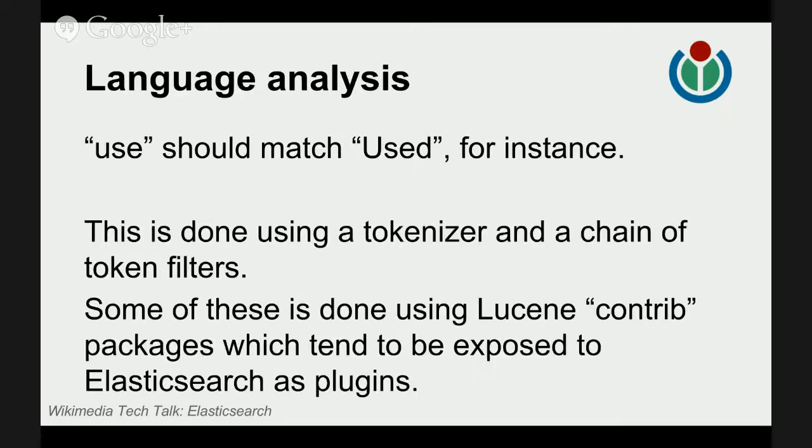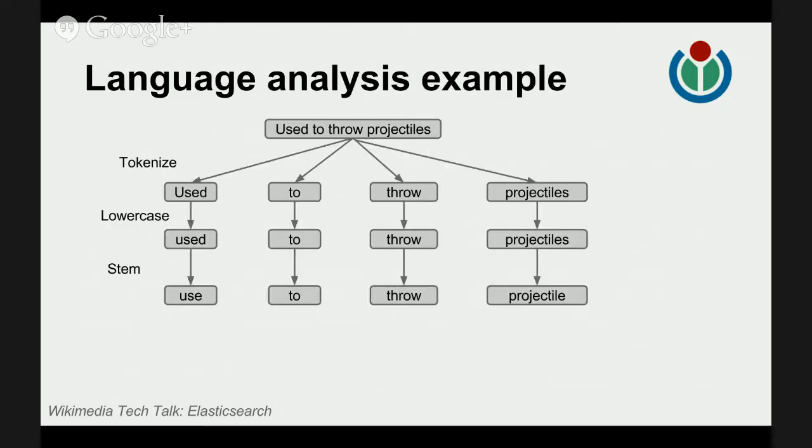So I said Lucene implements language analysis. So, for example, if you search for use, it really ought to find the word used, right? They are similar enough that a search for one should find the other. Lucene does this with a tokenizer and a chain of token filters. For example, if you take the fragment used to throw projectiles, the tokenizer is the thing that decides that it is indeed 4 tokens. There's a filter here that lower cases, so it squashes the capital U away, and there's a filter here that stems used to use.